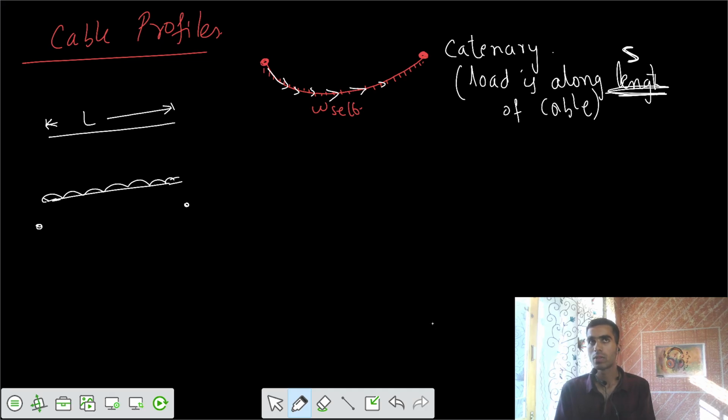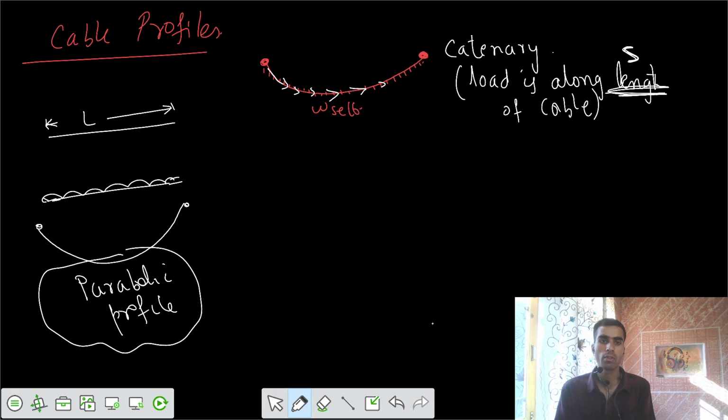Let's assume that there was no self weight. The profile format is also in this way, but we call this one a parabolic profile. We would be deriving an equation for this one also. If the load is along the horizontal span, in the initial case the load was along the length of the cable. So this profile format is a parabolic profile.